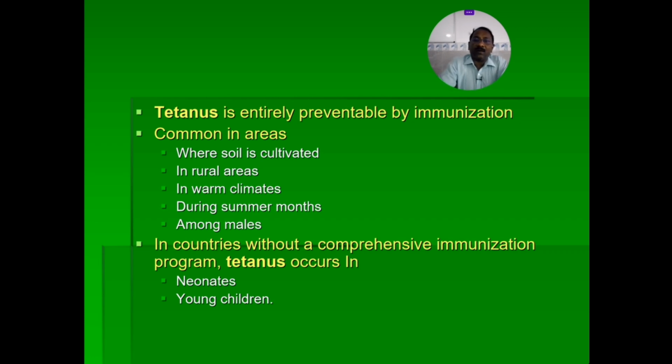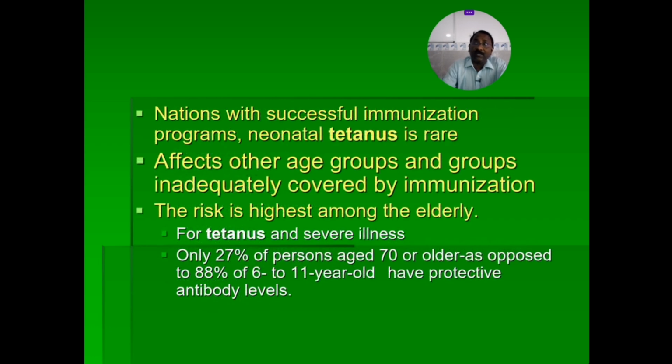In countries without a comprehensive immunization program, tetanus occurs even in neonates and young children, especially in African countries and rural India. Home deliveries and cord clumping are very common causes of tetanus. In nations with successful immunization programs, neonatal tetanus is almost rare. It affects other age groups and groups inadequately covered by immunization.